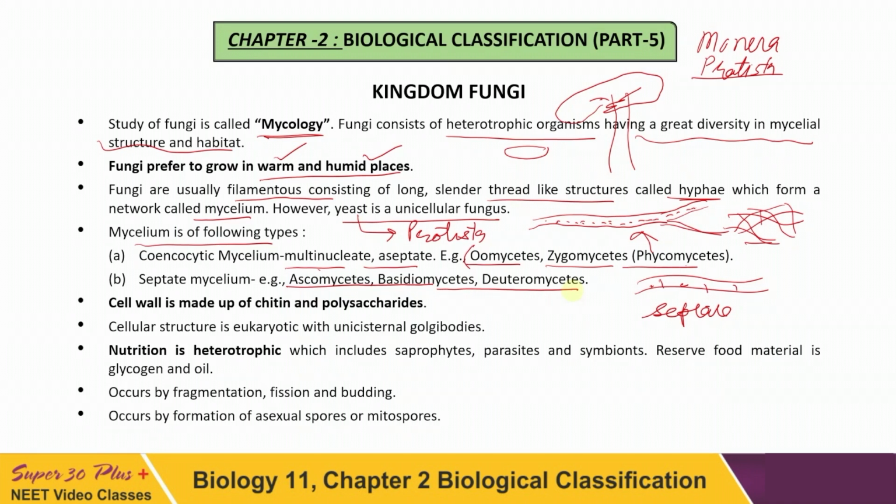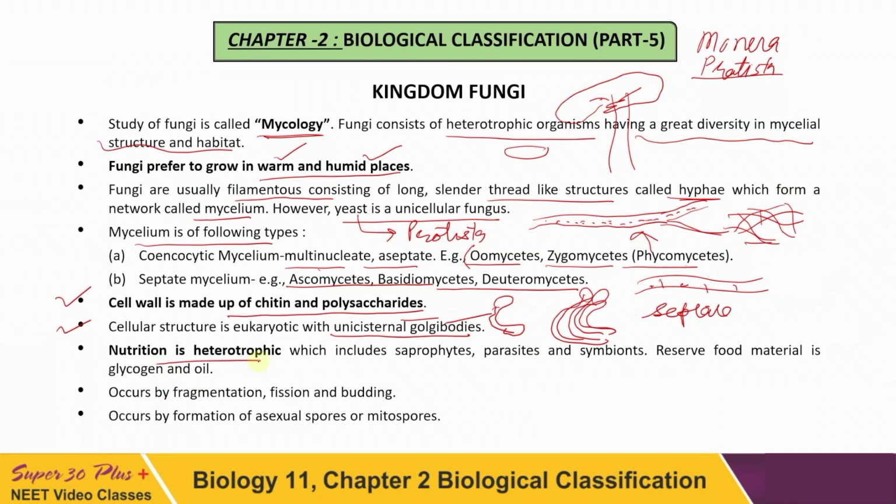Now the cell wall of all fungi is not made of cellulose; it is made up of chitin and polysaccharide, also known as fungal cellulose. In cellular structure, an important point is unicisternal Golgi bodies. You know, Golgi bodies in other eukaryotic cells have many cisternae lying parallel to each other, tubular structures, but in fungi there is only one cisterna. This is known as unicisternal Golgi bodies.